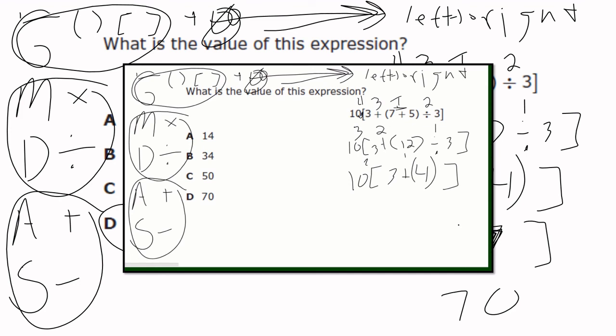So 3 plus 4. I gave you the answer. 3 plus 4 is 7. Oh, that's an ugly 7. Well, 7, right? I'll try to fix it, but hey. Now, finally, 10 times 7 is 70. And once we match it, the answer is D.